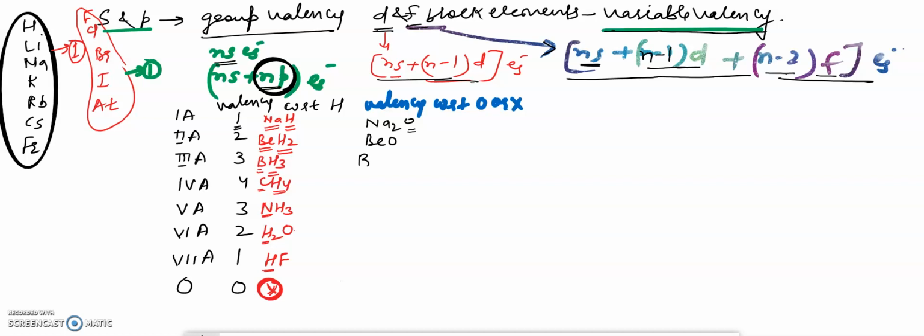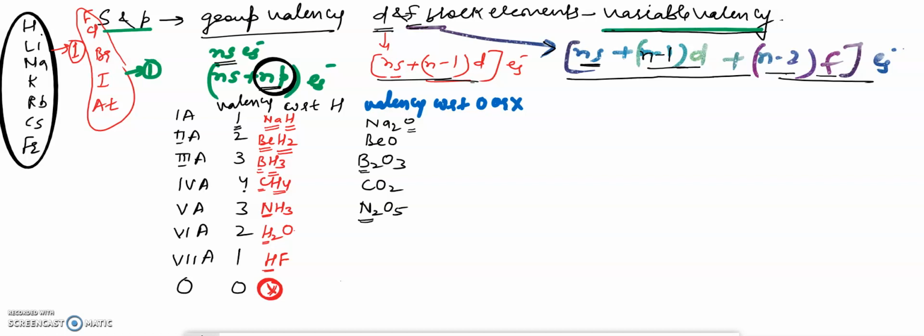Now see B2O3. How many oxygens are there with this boron? 3 oxygen atoms are there. So the valency of boron will be 3. CO2. How many oxygens are there? 2 oxygens. 1 oxygen is having valency 2, 2 oxygens will be having 4. So carbon will be having valency 4. Then N2O5. Valency of nitrogen here is 5.